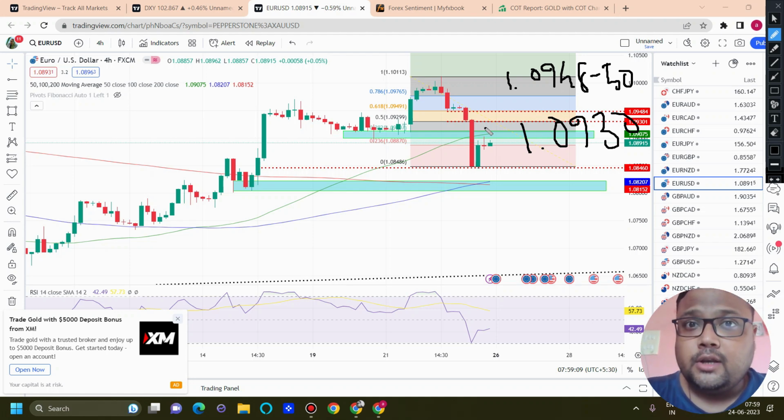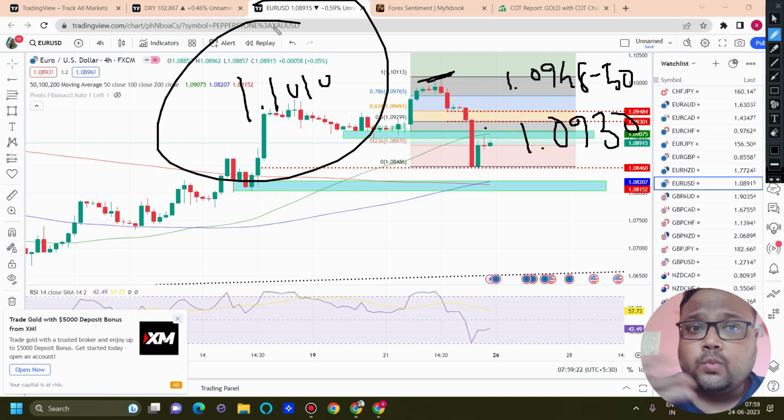Okay, Euro USD will not be able to continue the upside, and if Euro USD really wants to continue the uptrend it was in, then it will have to cross the previous high of 1.1010. Only if it crosses 1.1010 will it be a confirmation that buyers are back in the game again and the market is really in an uptrend.